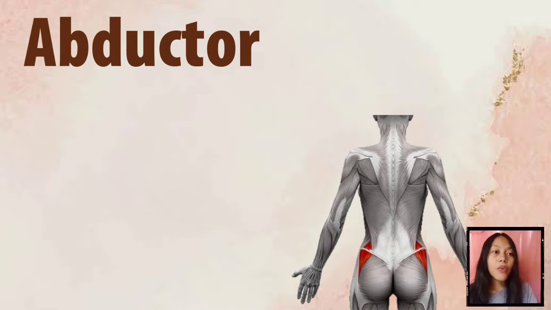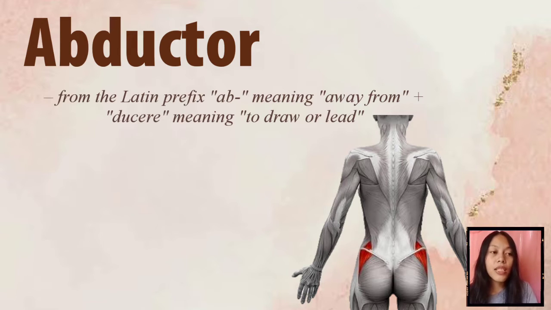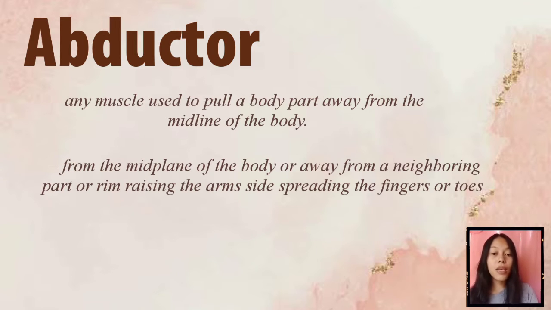Now let's talk about abductor. The word abductor comes from the Latin prefix ab, meaning away from, plus ducere, meaning to draw or lead. So technically, abductor means to draw away from. Abductor is any muscle used to pull a body part away from the midline of the body. It assists in the movement of a limb away from the midplane of the body or away from a neighboring part or rim, raising the arms side, spreading the fingers or toes.